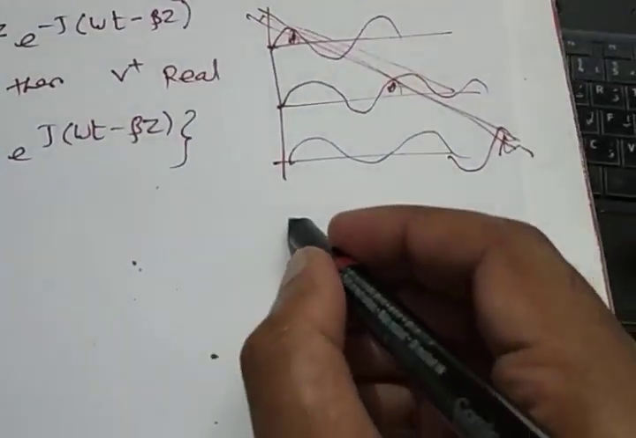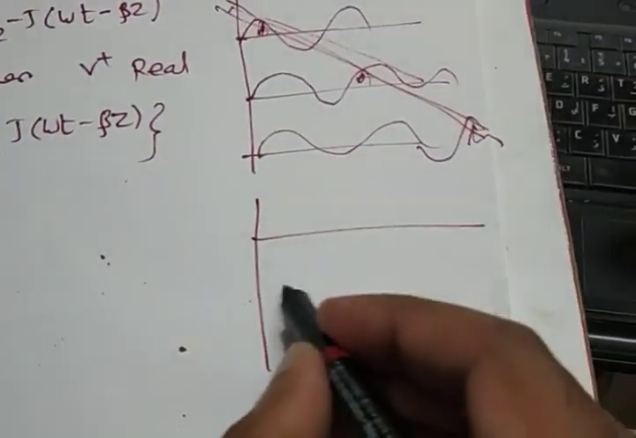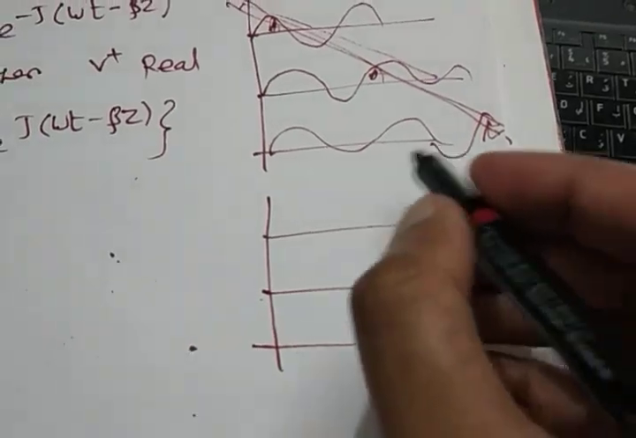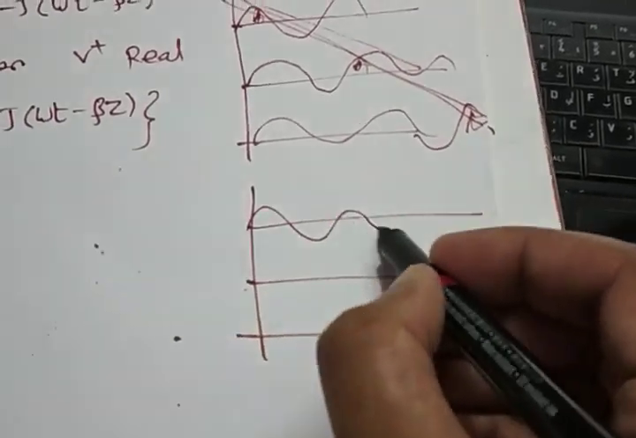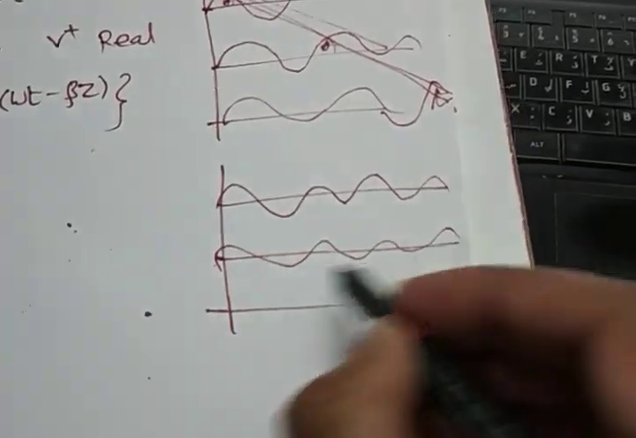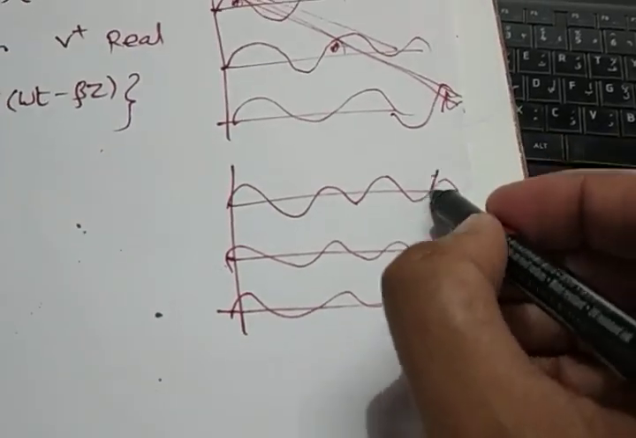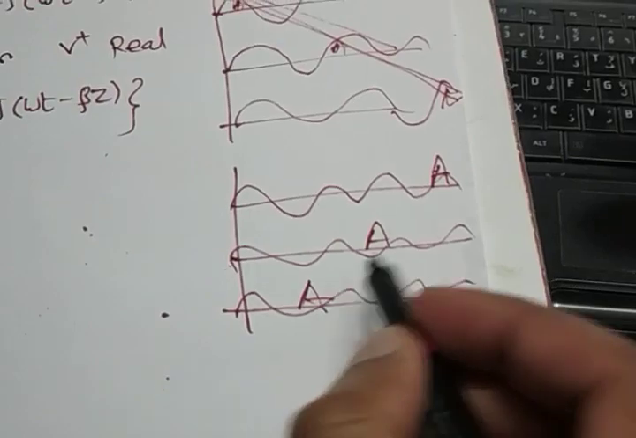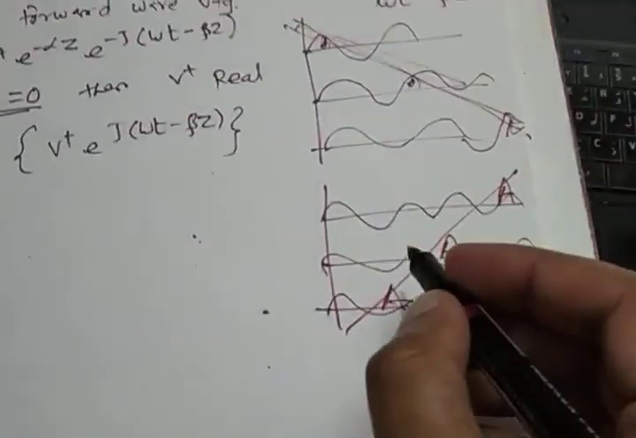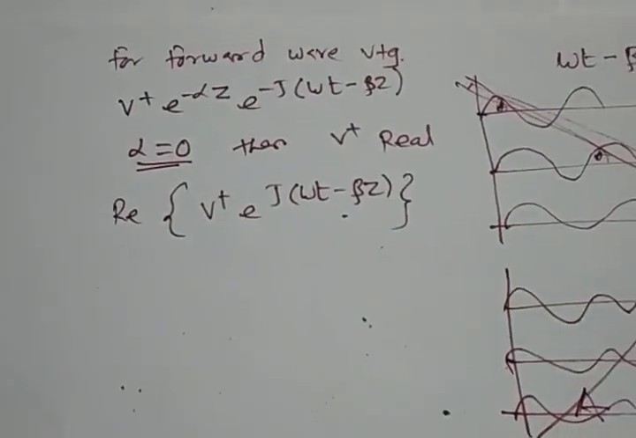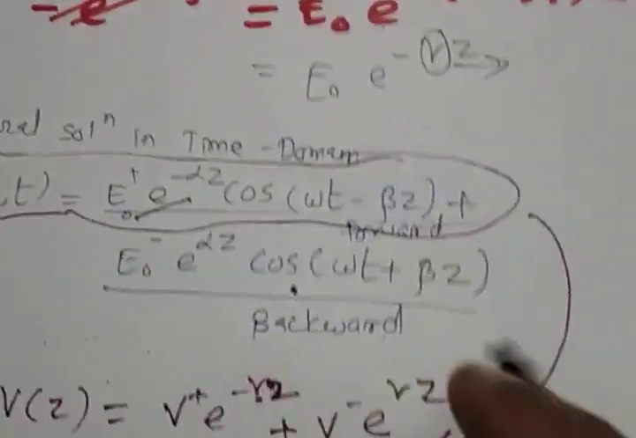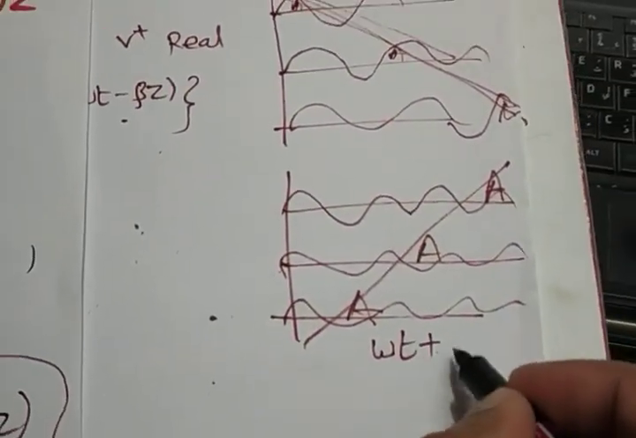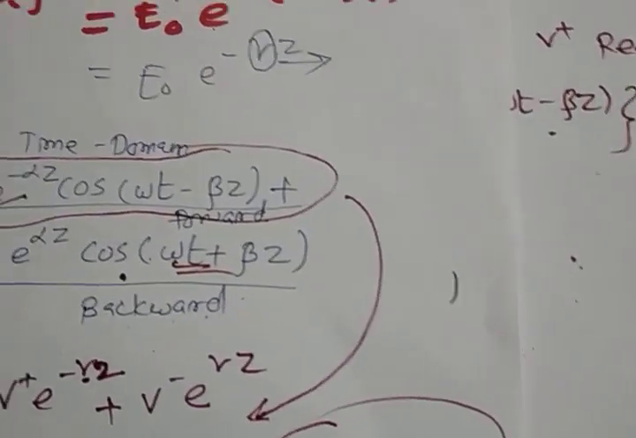If we consider the backward wave, we will have the opposite flow. So we may have the same wave at a different timestamp. Suppose A is there, going backward here, then going backward here, and the flow is like this. But at that time, this will be omega t plus beta z. So this particular thing will be omega t plus beta z.